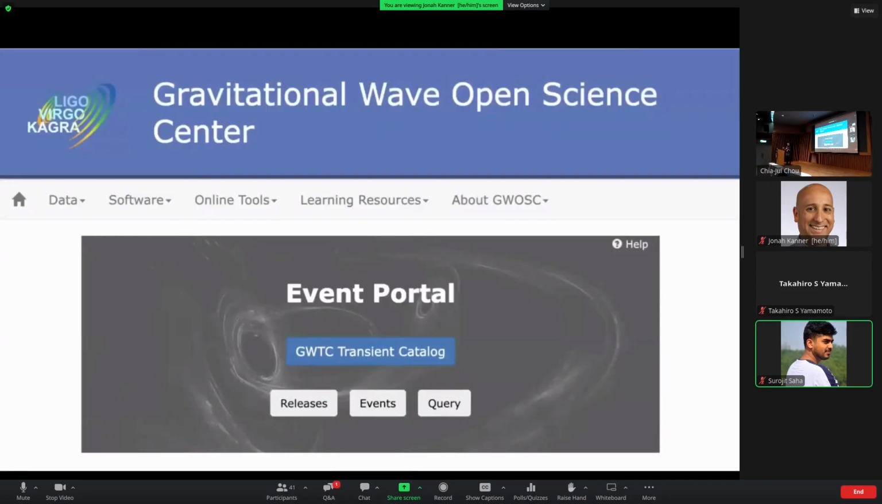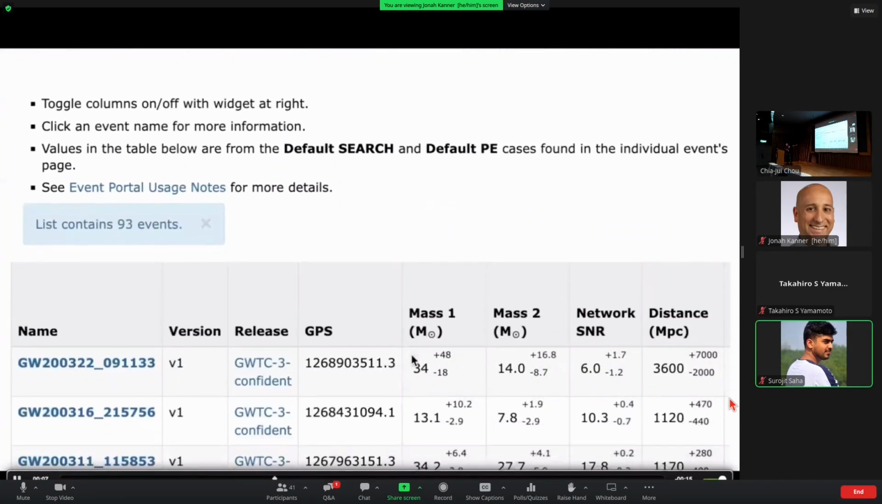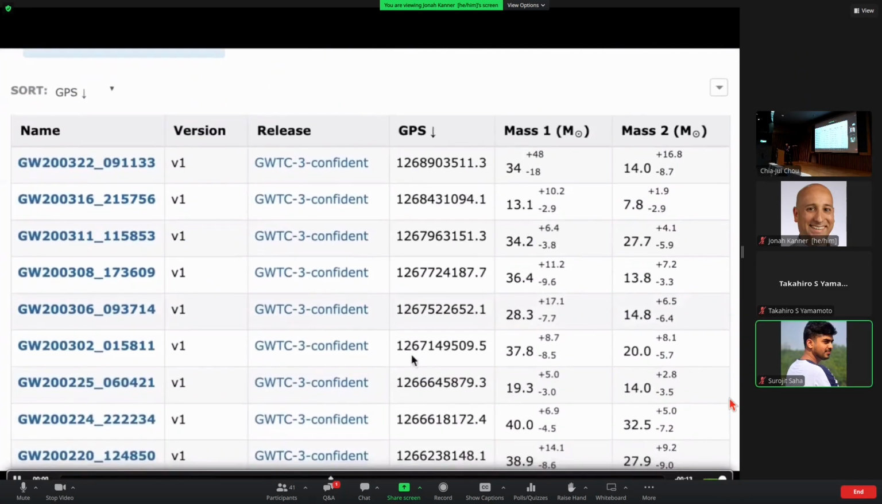To find these, they're all available through this interface on the website called the Event Portal. What you can do is click here the transient catalog. This will give you that set of 93 events. Okay, so there they are. Here's the set of 93 events. They're listed with their parameters.